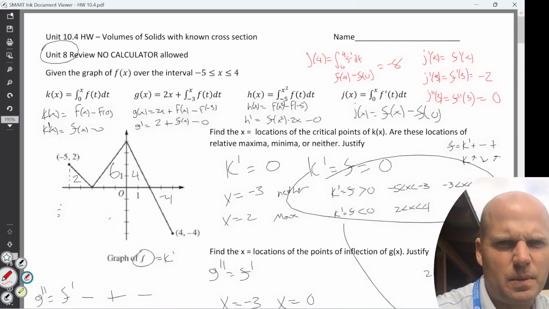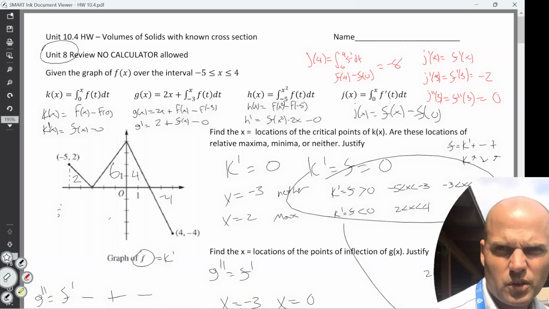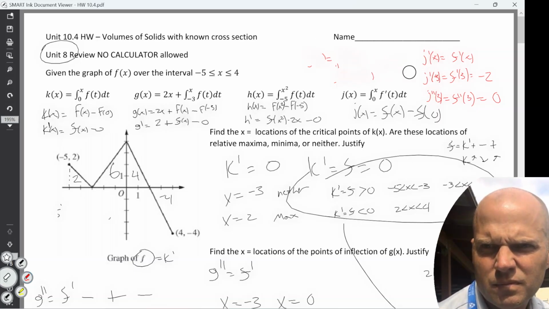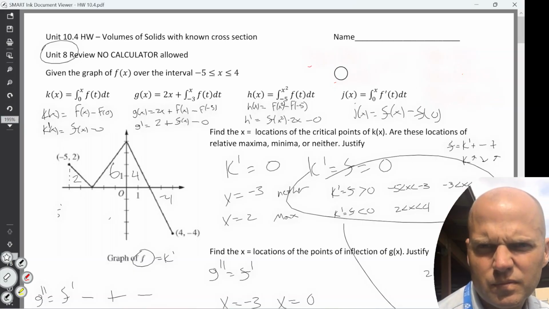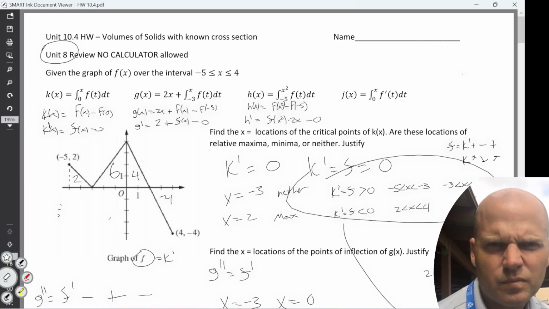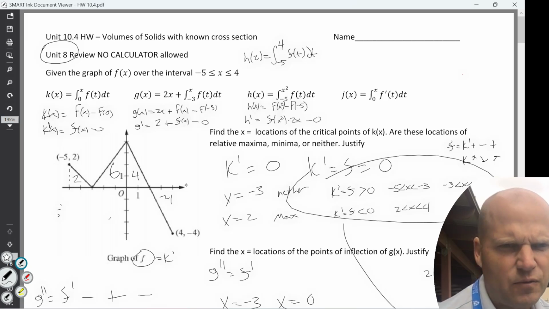H of 2, H prime of 2, H double prime of 2. Great. H of 2 would be the accumulation from -5 to 2 squared, which is 4. All right, so from -5 to 4, I'd have this positive area, total positive, and then that negative. So that would be +8.